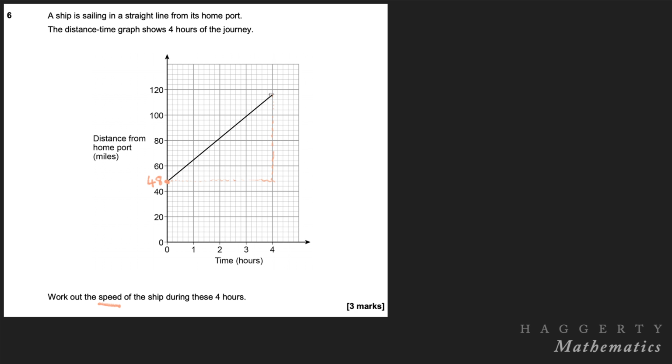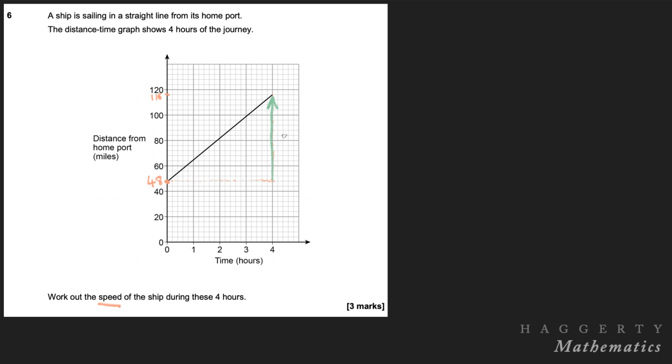It's going to leave us at 116 miles, right? You do 120 minus 4 is 116, so 116 miles away from the port after 4 hours. So what's the distance we've accumulated? How far have we moved? Right, that's going to be kind of represented by this line here. What's that going to be?